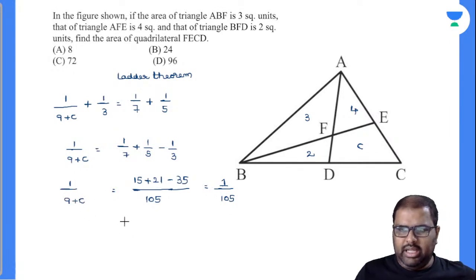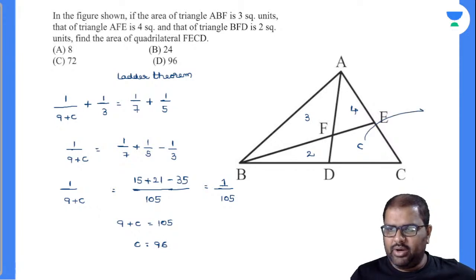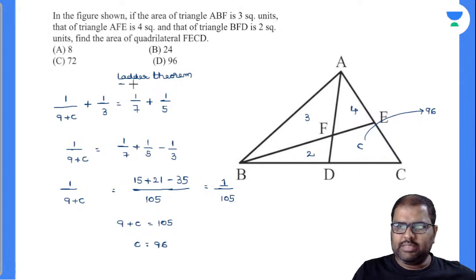So automatically 9 plus C is nothing but equal to how much? 105. And see what is my C value there? C is nothing but equal to, is it 96? And this is my quadrilateral area. I got the answer easily with my ladder theorem. So what is my option there?